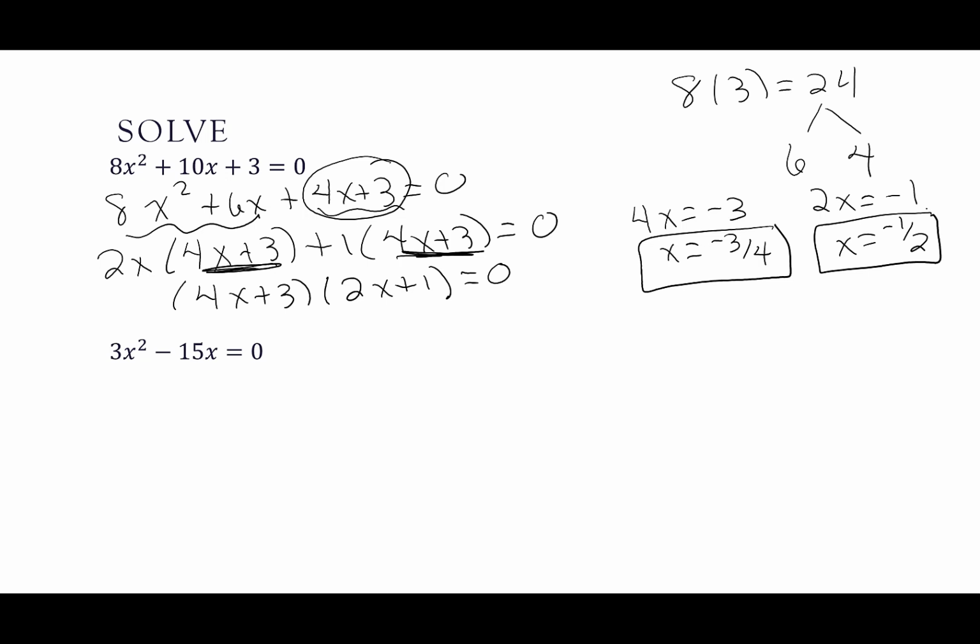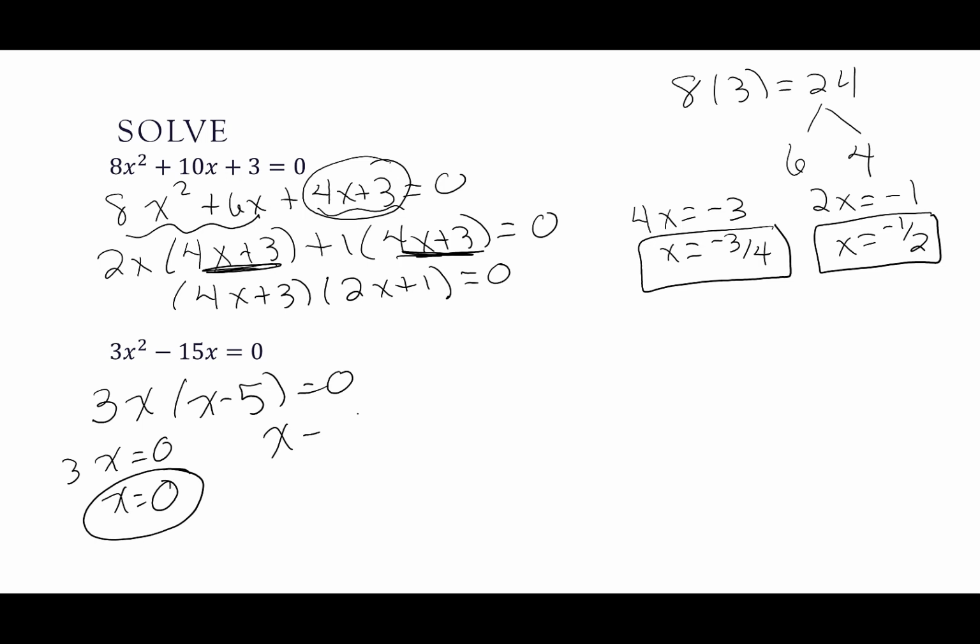Now this next one, notice it says 3x squared minus 15x. There is no c term. So that says you don't have to do an AC method if there's no c to begin with. So what you do instead is you say, what do they have in common? So they both are divisible by 3. They're both divisible by x. I get x minus 5. This says 3x is 0. If you divide by 3, you still get 0. That's kind of important. And then x minus 5 is 0. You get x is 5.